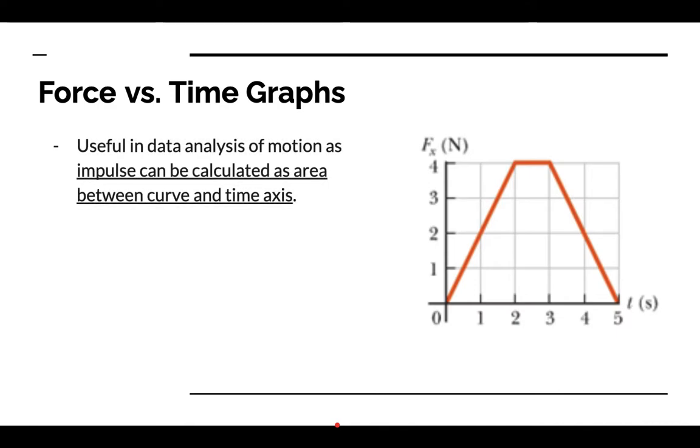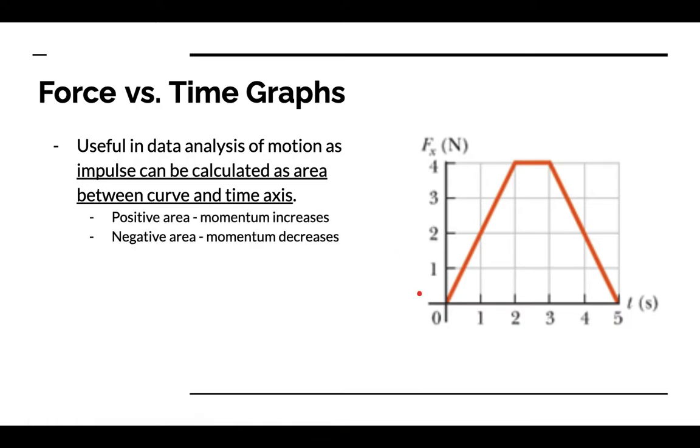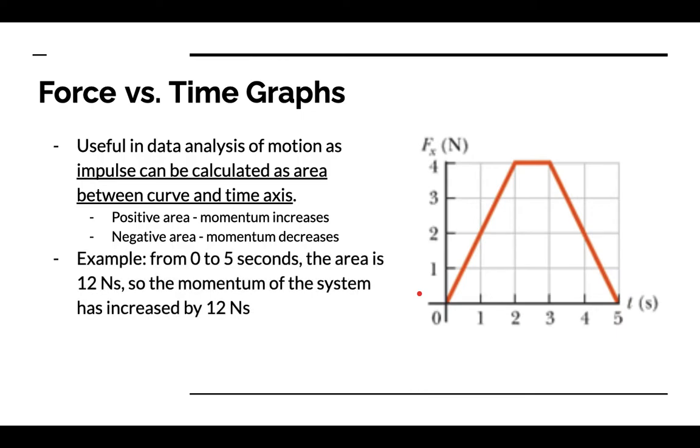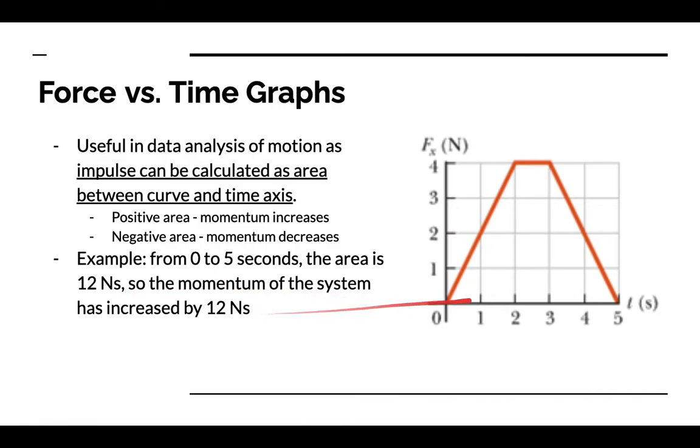Force versus time graphs are useful in data analysis of motion, as impulse can be calculated as the area between the curve and the time axis. A positive area corresponds to momentum increasing and a negative area corresponds to momentum decreasing. So, for example, from 0 to 5 seconds, the area is 12 newton seconds. So the momentum of the system has increased by 12 newton seconds.